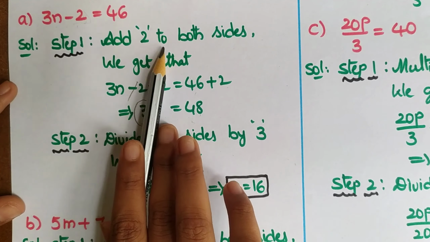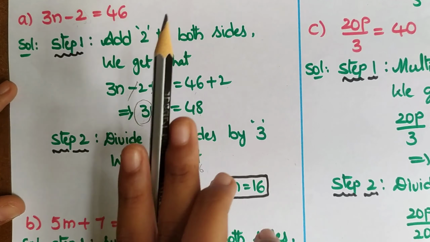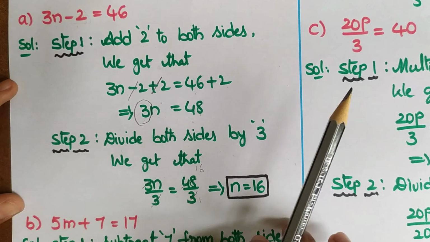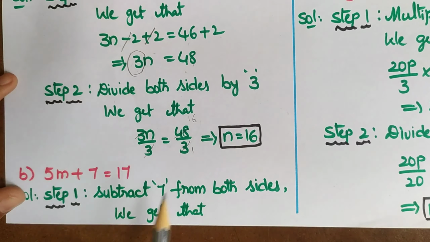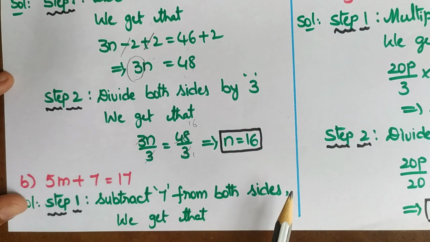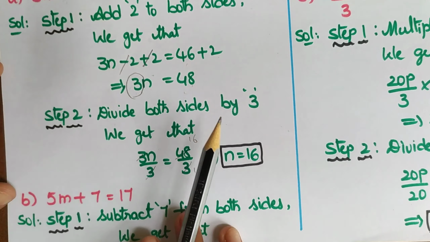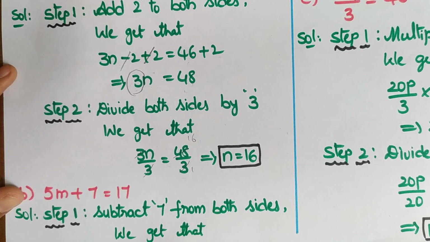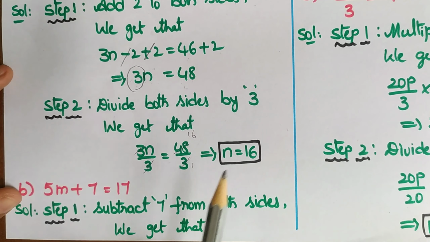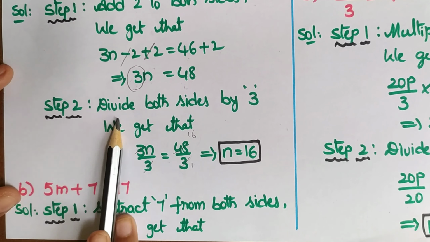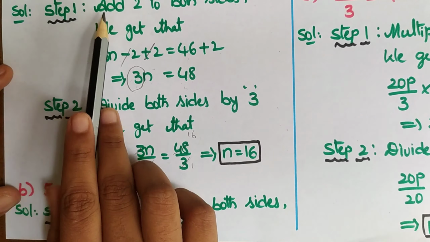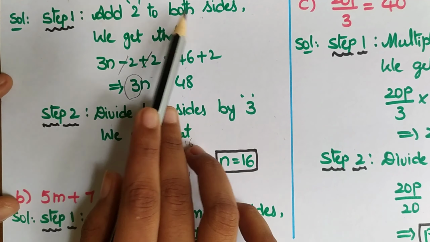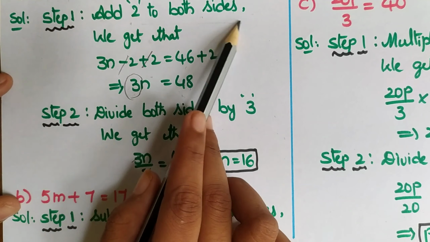Here it is 2, so I am telling 2. Add 2 to both sides. We have to add 2 to both sides. And coming to subtraction, we have to say that subtract 7 from both sides. Add and subtract are of the same type. Add 2 to both sides, subtract 7 from both sides. Right? Now multiplication and division are of the same type. Divide both sides by 3 here. See here friends, add 2 to both sides. First you will write the number and then the remaining part.